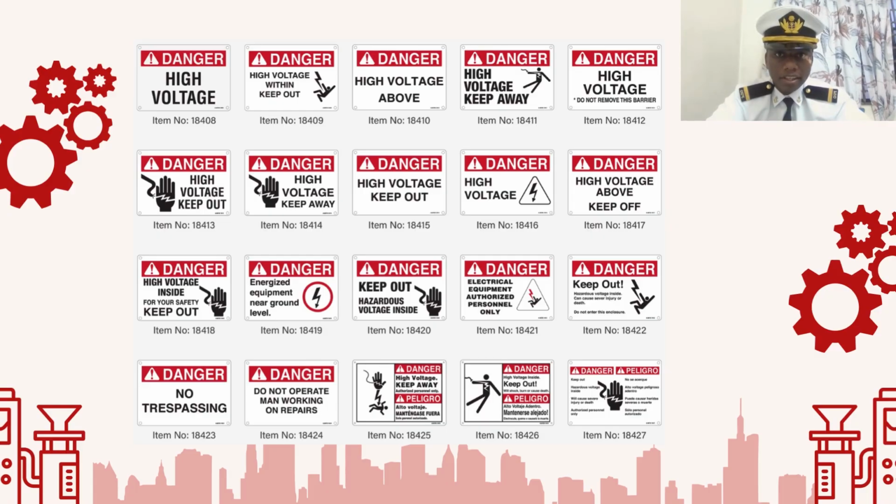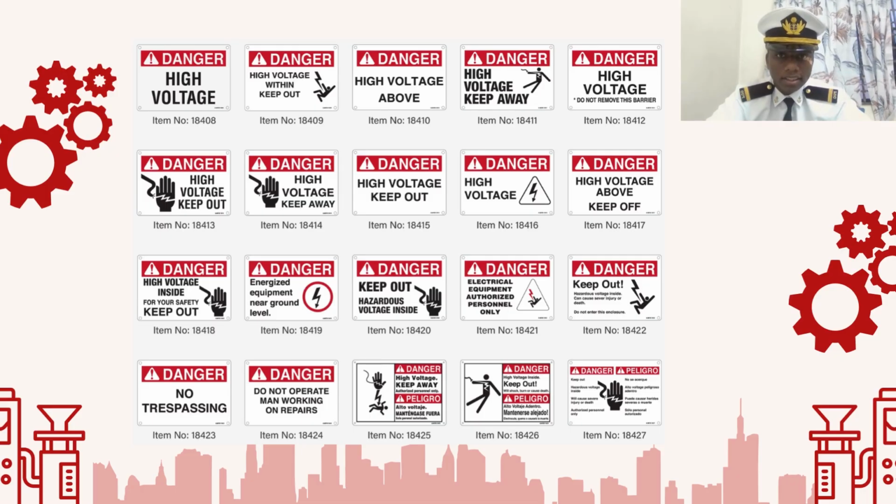Second, they give clear instruction. This is the most important part. We see keep out, keep away, and do not remove this barrier. They tell you exactly what to do or what not to do. Third, they specify the danger. Some signs give more details like hazardous voltage inside or energized equipment near ground level.